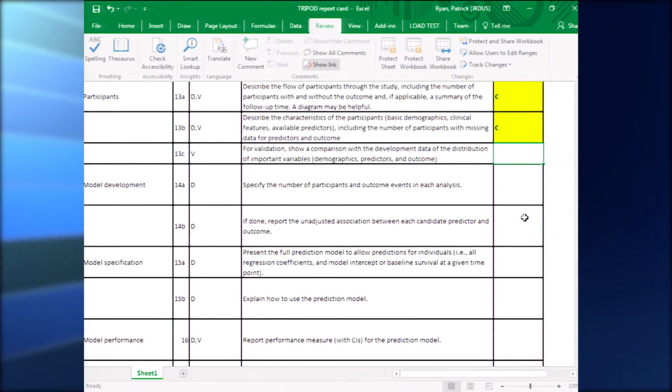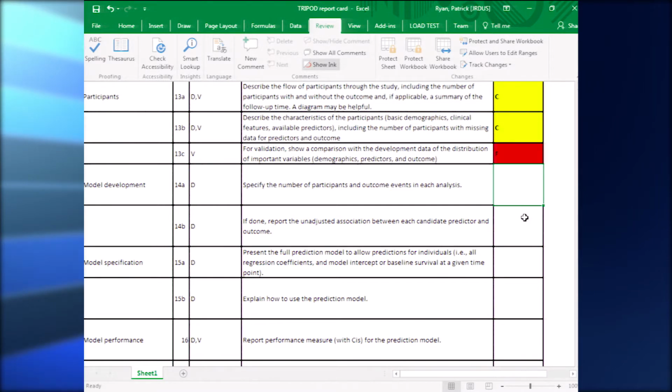13C. For validation, show comparison with development data. F. F. 14A. Specify number of participants and outcome events in each analysis. A. A. They did. 14B. Unadjusted association between candidate predictor and outcome. F. Yeah. Didn't even come up.